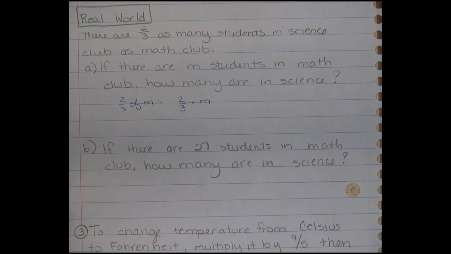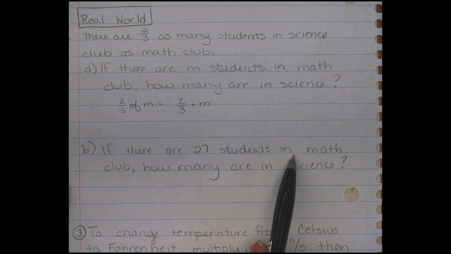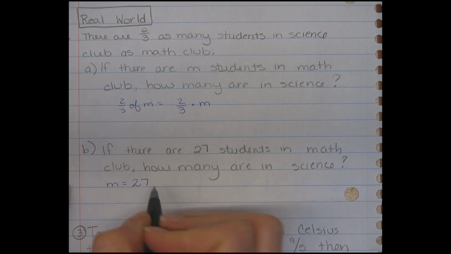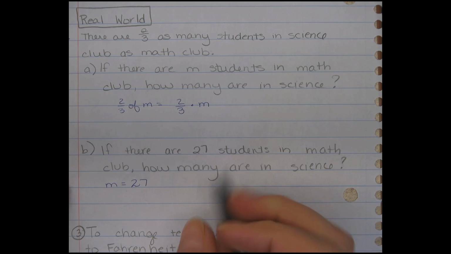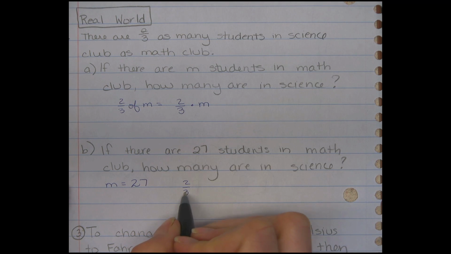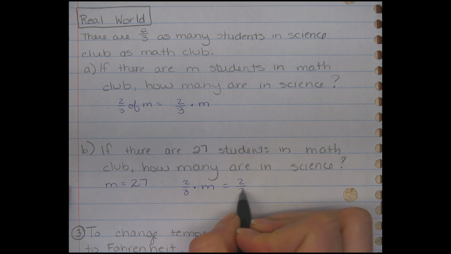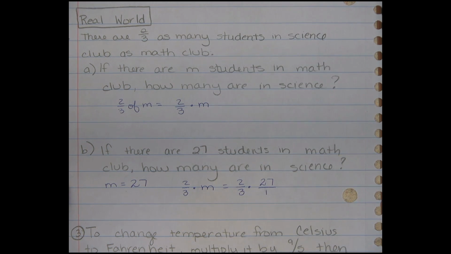So then you're going to take that and look at, okay, if there's 27 students in the math club, what I'm essentially saying is my m is 27. So if my m is 27, how many are there in science? So now I'm going to use the expression I just wrote to solve it. So this becomes 2/3 times 27, and I tend to automatically just put it over 1 when I'm multiplying fractions.